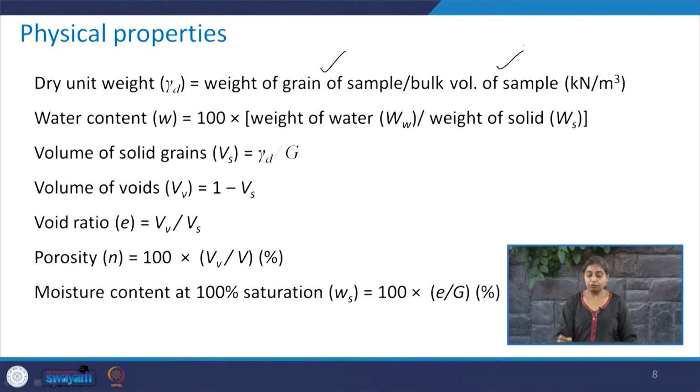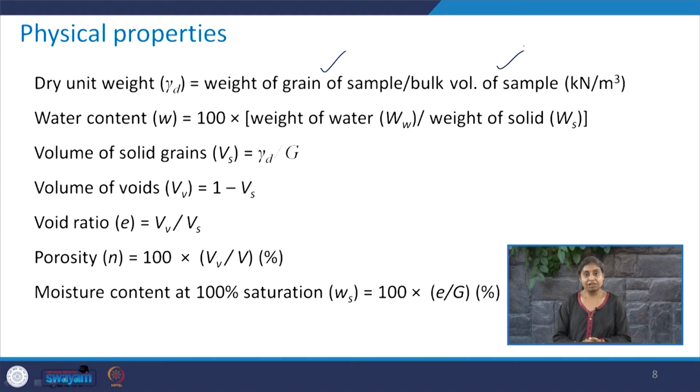So, as the name suggests, and as you all know with reference to soil mechanics, the same definition is applicable here: the weight of the grains of the sample divided by the bulk volume of the sample. So, we need the dry weight and simply divide it by the bulk volume of the sample. How to determine this volume, etc.? When we learn about sample preparation, you will automatically get to know about this.